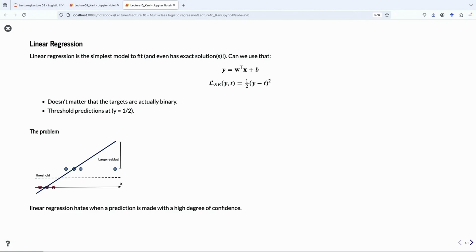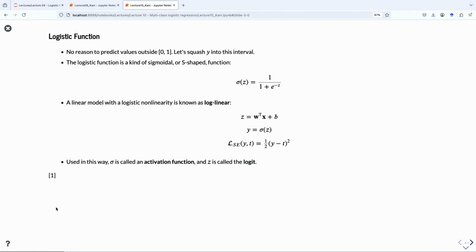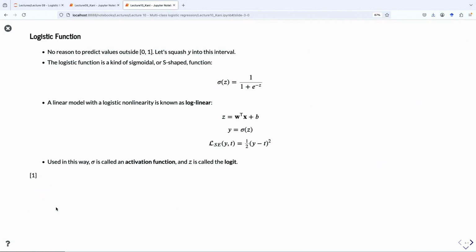Okay, so a linear model is good for a lot of applications, but it's also not so good for a lot of applications. And classification is one of those things it might not be so great at. So confidence is poison to linear regression. So what do we do now? We went on to the logistic function.